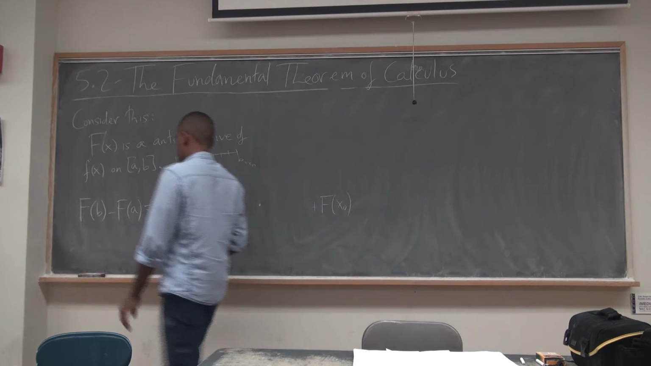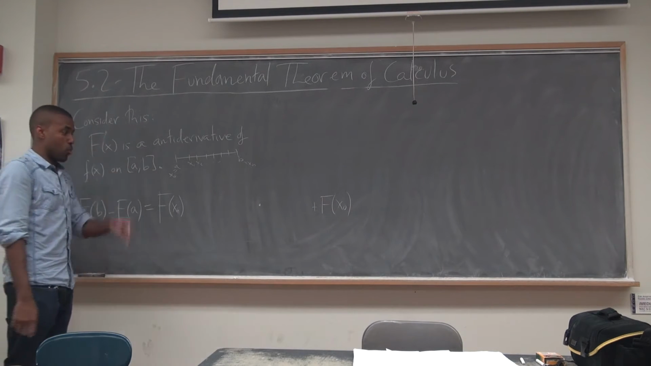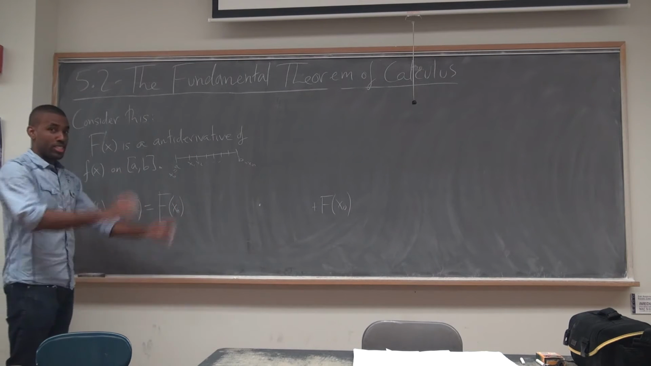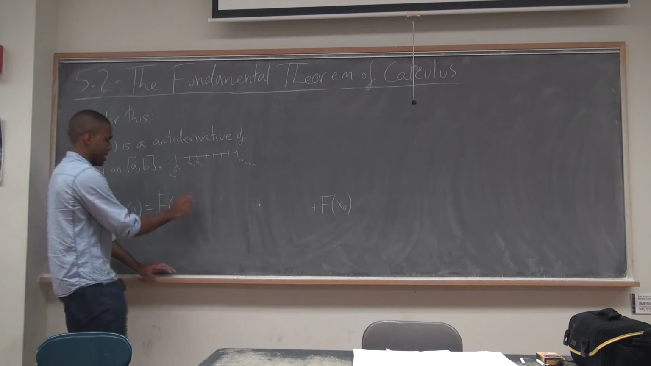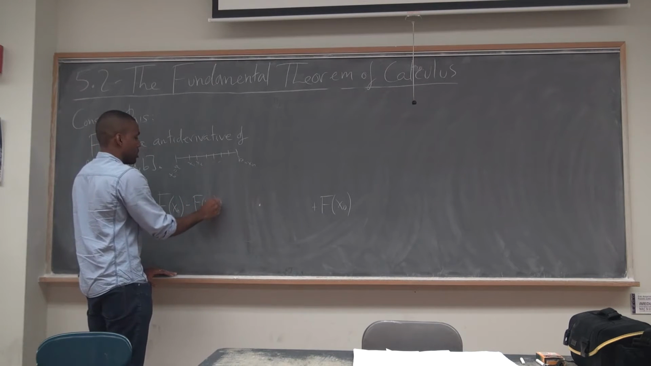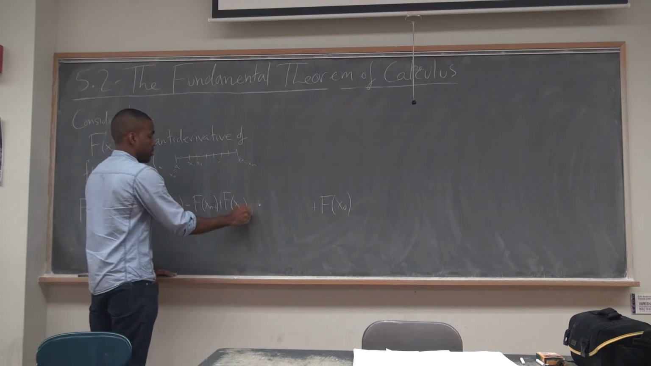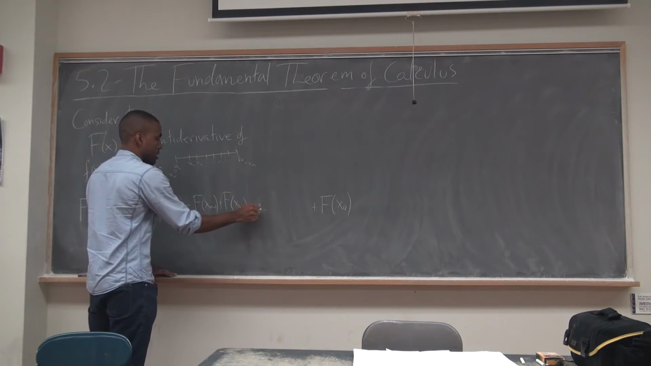Now I'm going to add zeros multiple times in a weird way that at first is going to look like, why would you do that? So I'm going to say F of xn minus F of xn minus 1 plus F of xn minus 1 minus, and then plus, and so on.